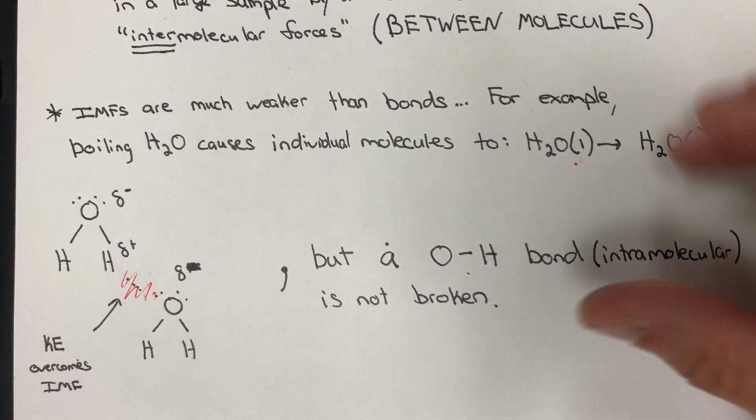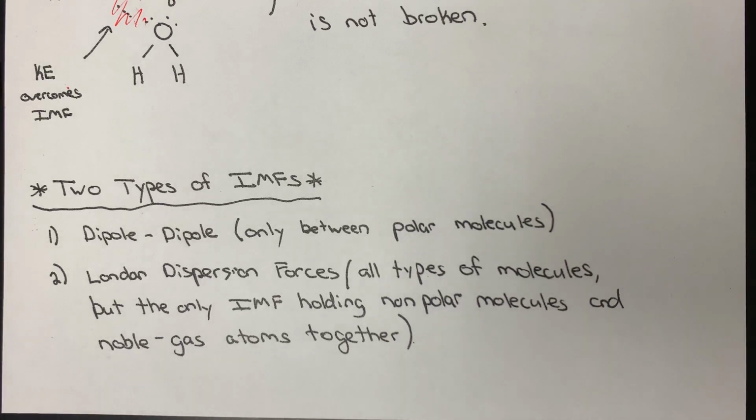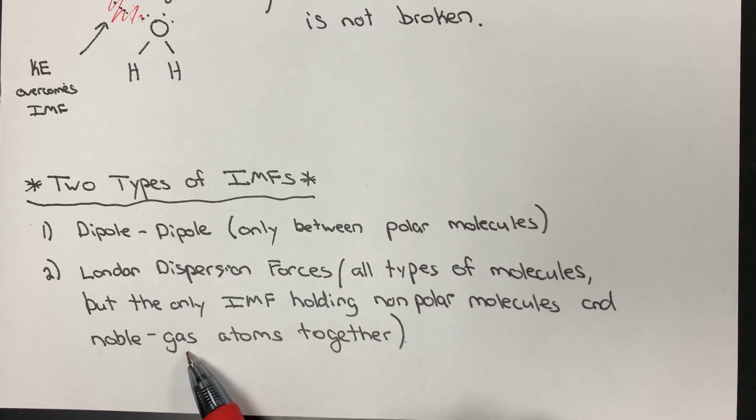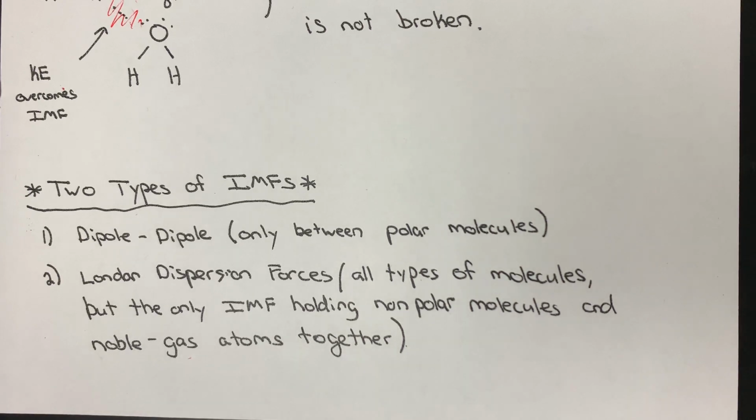Now, today's video is going to focus on two types of intermolecular forces, and they should seem familiar from honors chemistry. That being said, we're going to go into a deeper dive. The two overarching categories are dipole-dipole, which exists only between polar molecules, and also London dispersion forces, which exist for every type of molecule. However, for nonpolar molecules and noble gas atoms, this is the only force that they actually experience. So again, we're talking about things like helium, neon, argon, krypton, and so on and so forth, okay?